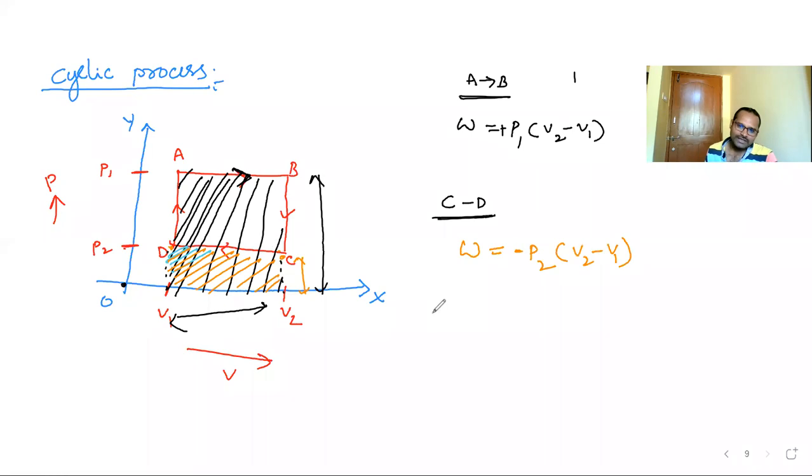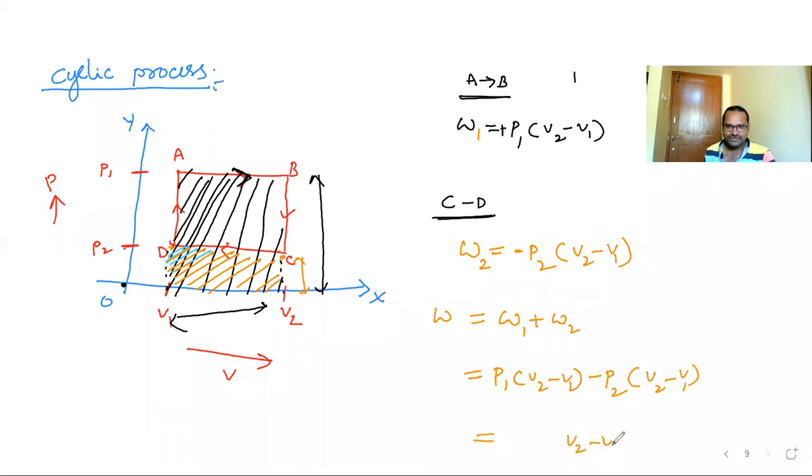Clear? Now, total work done, how much? Total work done can be written as area under this total graph. Nothing but W1, this is W2, this is W1 plus W2. But what is W1? W1 is P1 into V2 minus V1, plus W2, which is minus P2 into V2 minus V1. Then what can we write? V2 minus V1, let us take common. We will get P1 minus P2. See here, this is V2 minus V1, and this is P1 minus P2.